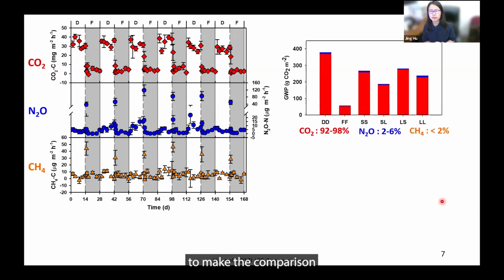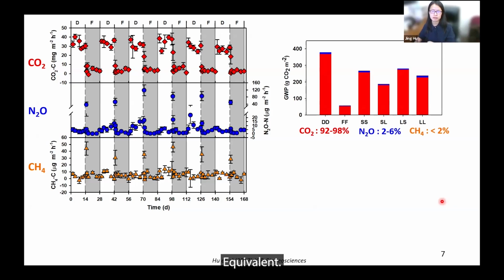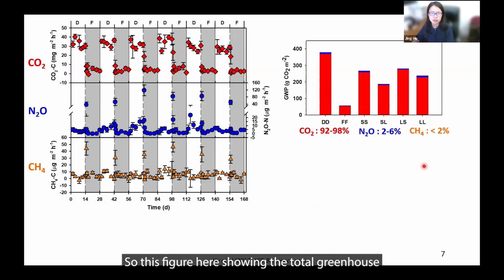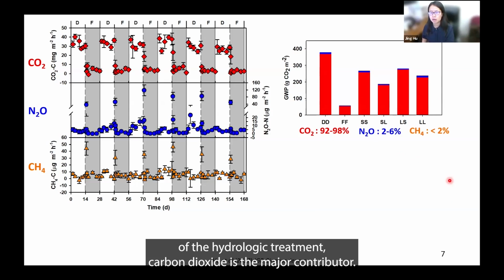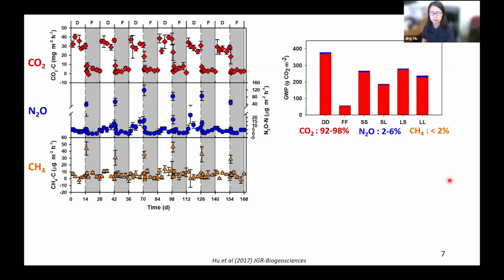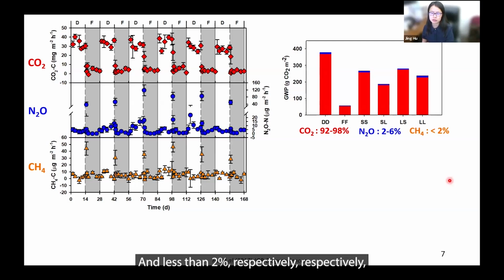To make the comparison easier, we converted all the nitrous oxide and methane into carbon dioxide equivalent. This figure shows the total greenhouse gas emission from the different hydrologic treatments. We can see that irrespective of the hydrologic treatment, carbon dioxide is the major contributor, while nitrous oxide and methane only account for around 2 to 6% and less than 2% respectively.